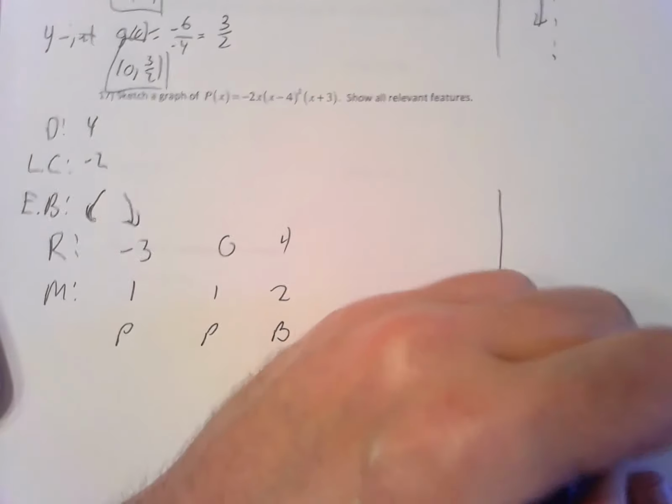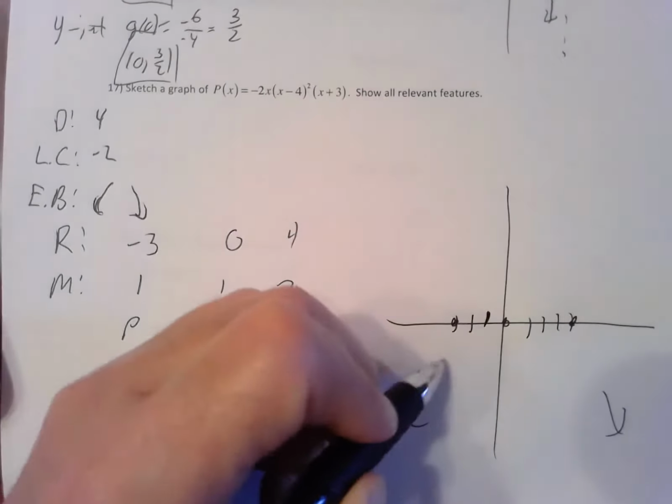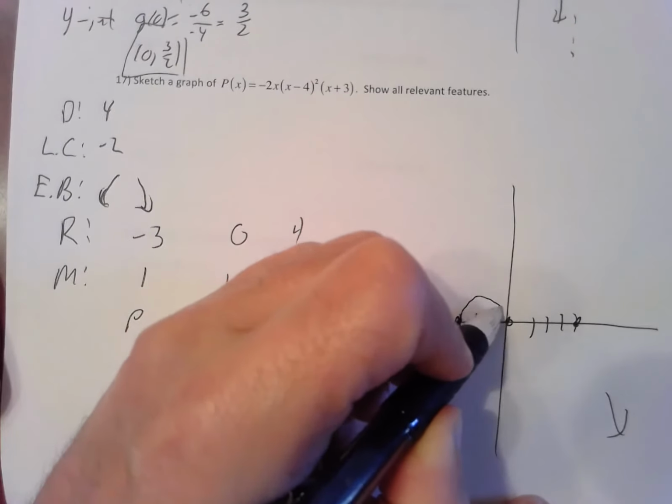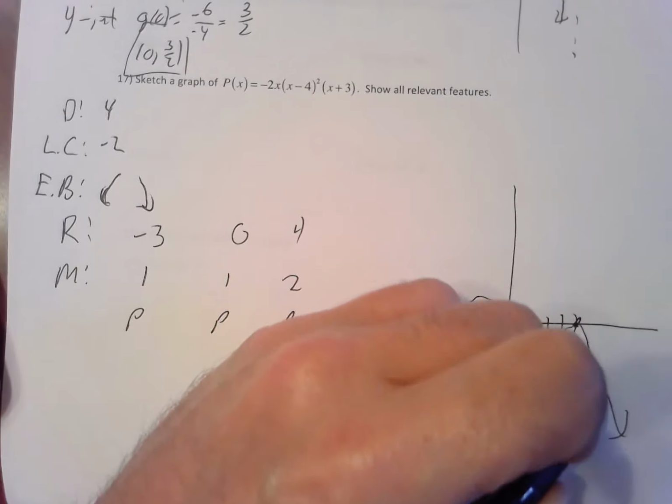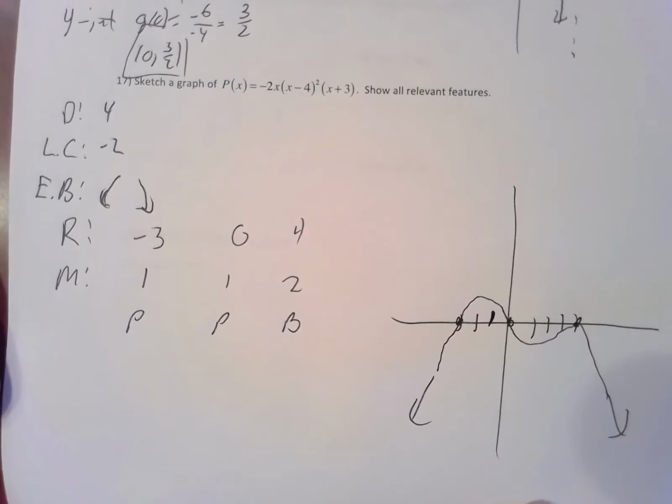My end behavior was both down. I was pass, then bounce. Okay, I already have the y-intercept here because 0 was a root, so I should write that. Y-intercept is 0, 0. Other than that, we're done.